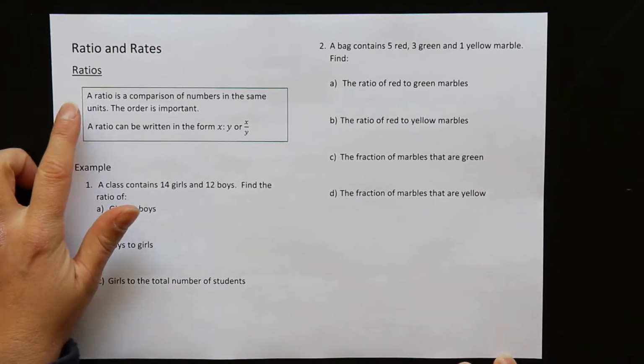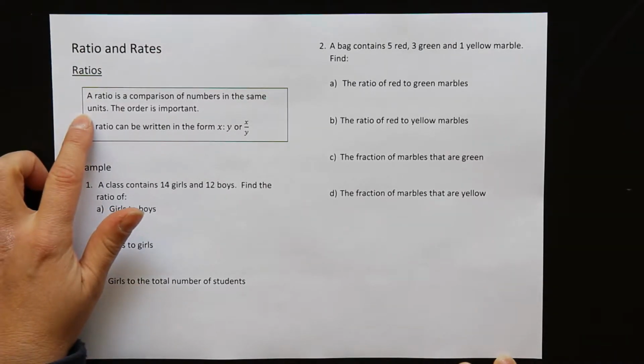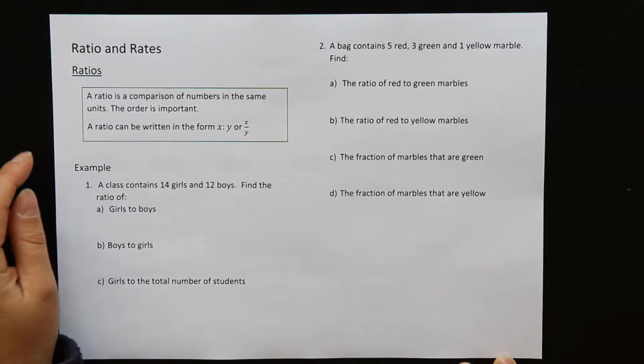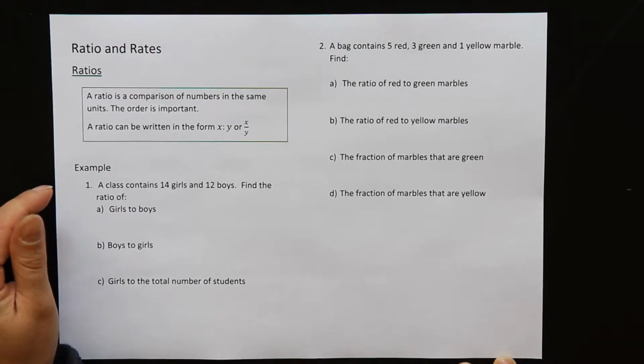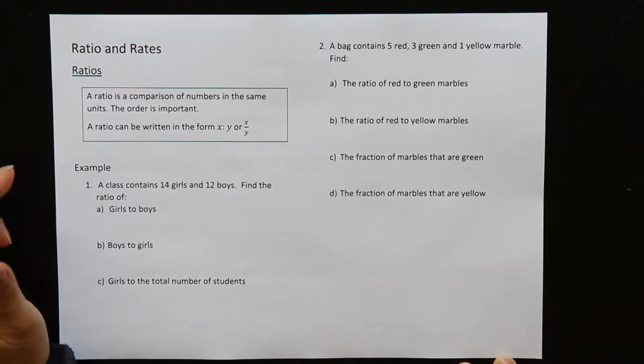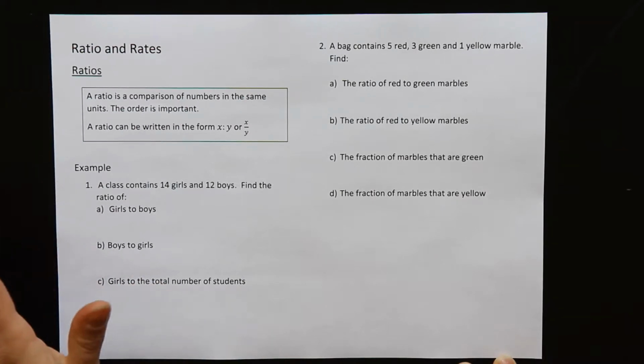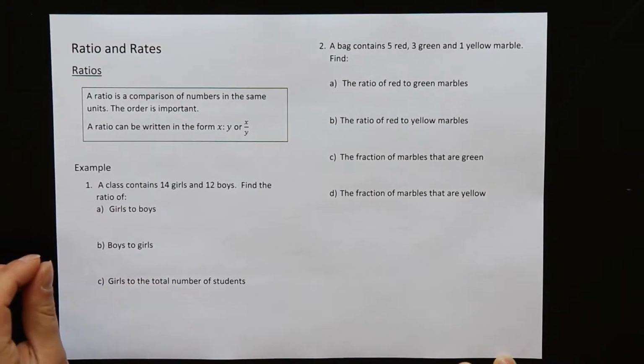A ratio is a comparison of numbers in the same units, okay? The order that you write the ratio is important, okay? So the key thing is that the items you're comparing have to have the same units and the order that you write them in is important, okay?